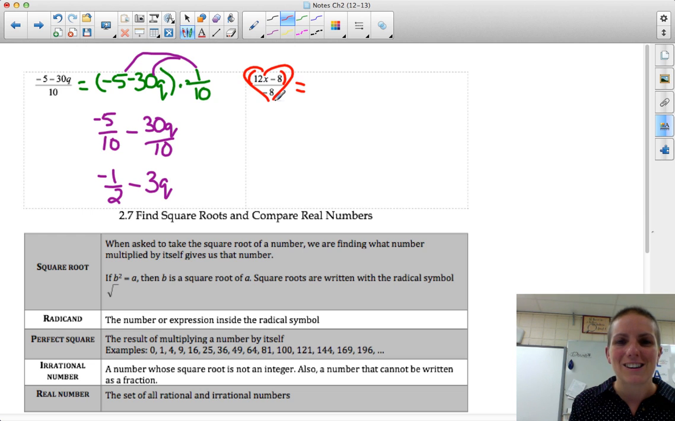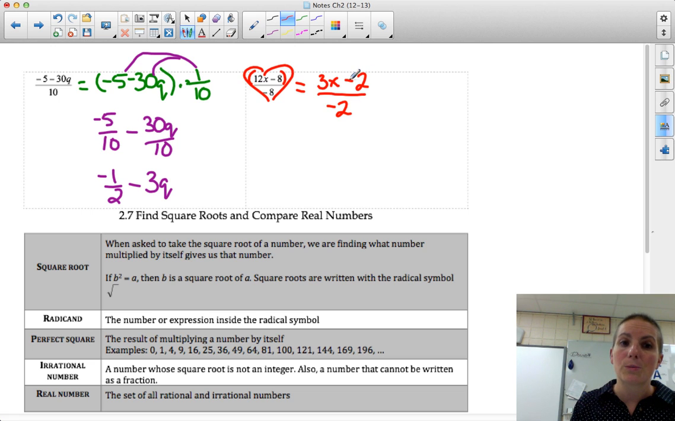12, 8, and 8 are all divisible by 4. So when I divide by 4, 12x divided by 4 is 3x. 8 divided by 4 is 2, so minus 2. And negative 8 divided by 4 is also a negative 2. So if your answer looks like this in this problem, it's 100% right.